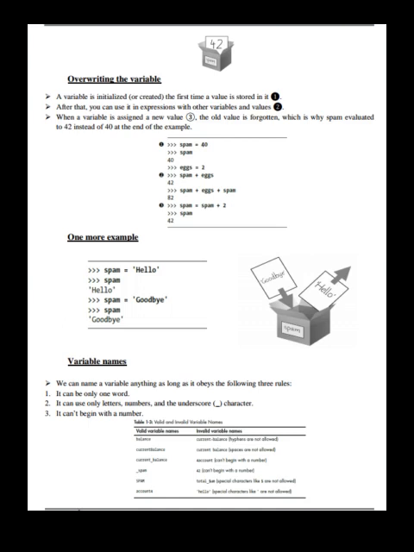Now let us see variable names. We can name a variable anything as long as it obeys the following three rules. It can be only one word. It can use only letters, numbers and underscore characters. It cannot begin with a number. See the table here.